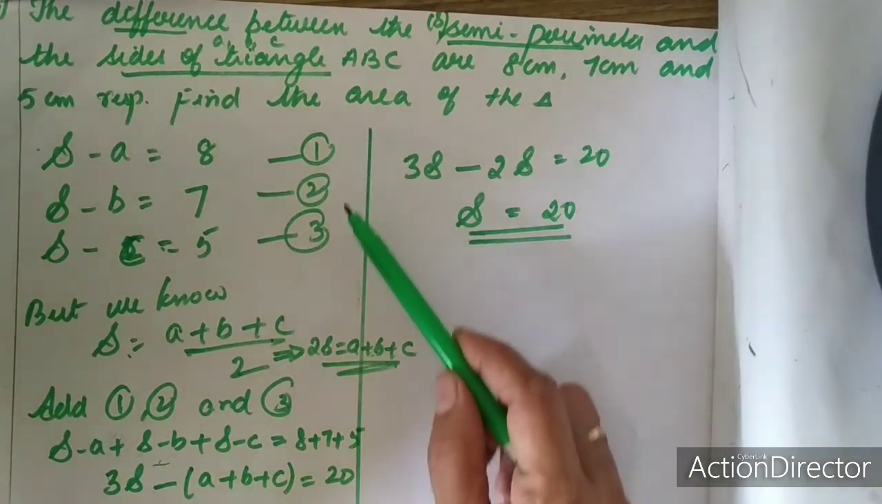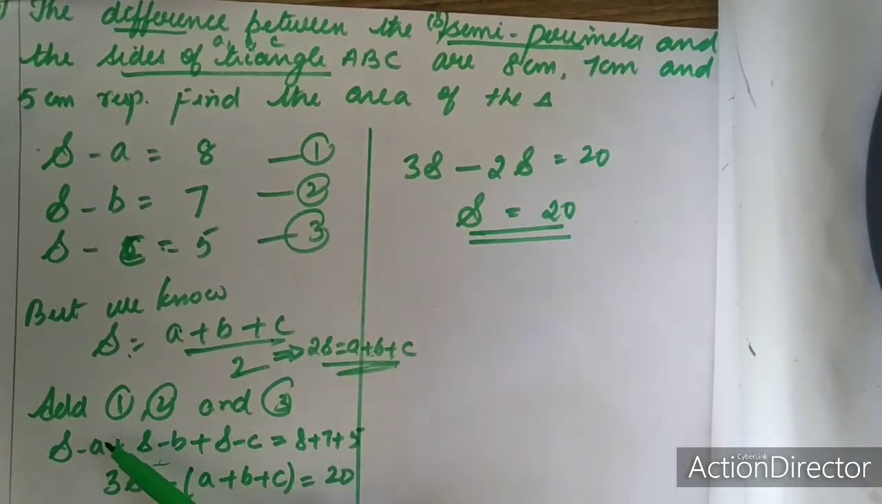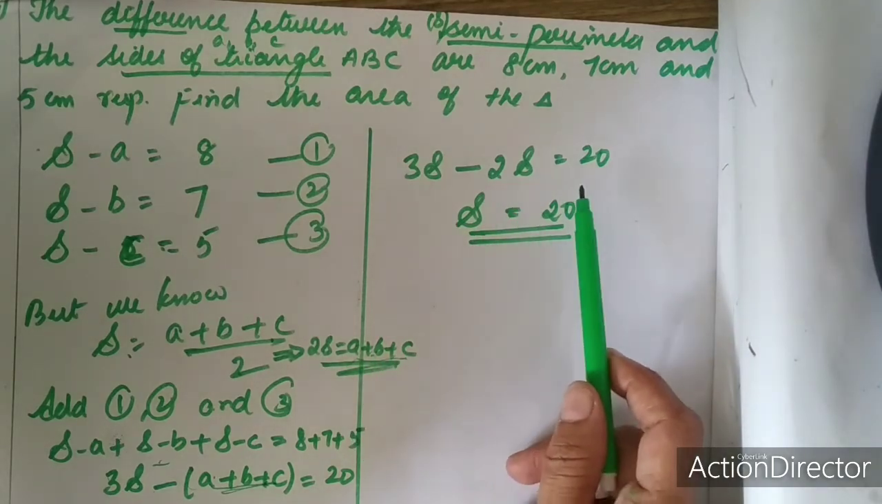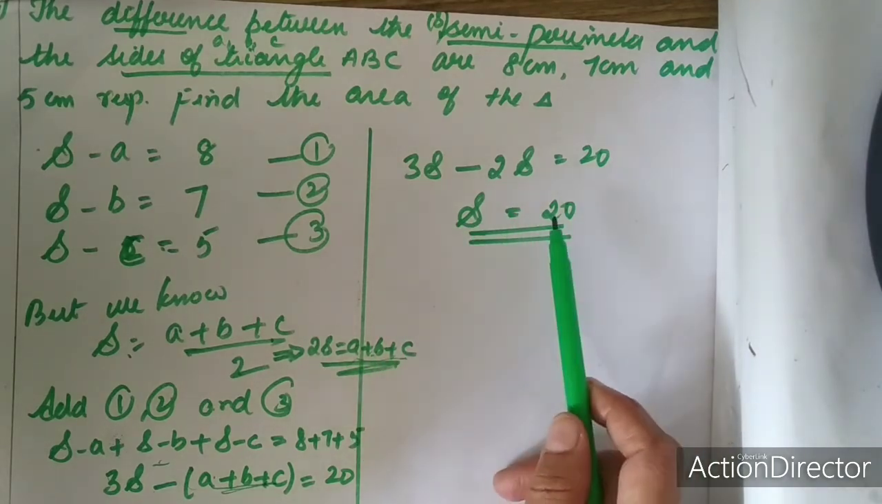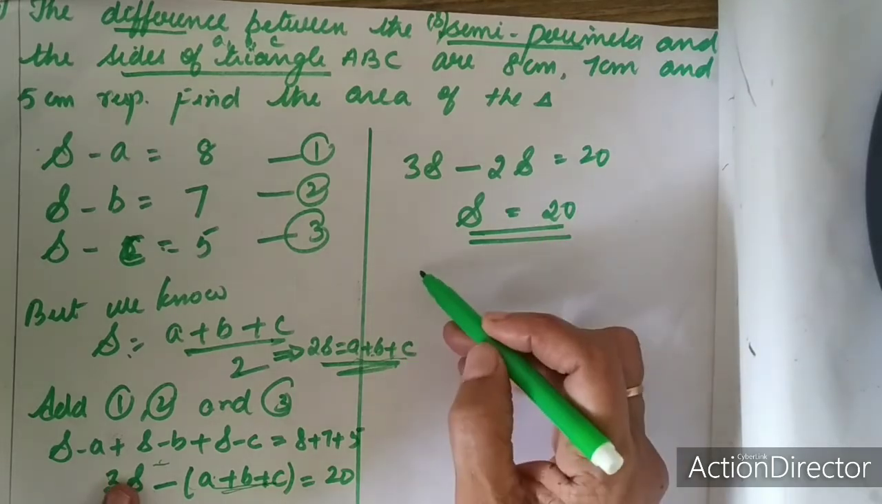Now I am going to add all these three equations, which is S minus A plus S minus B plus S minus C is equal to 8 plus 7 plus 5, which is equal to 20. How many S am I having? 3S minus, taking the minus sign outside, I am having A plus B plus C. I am going to replace the value of A plus B plus C by 2S. So 3S minus 2S is equal to 20, or S is equal to 20. Now I can find the area easily.